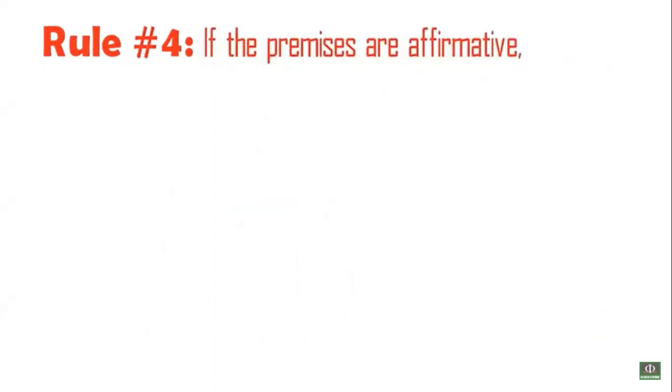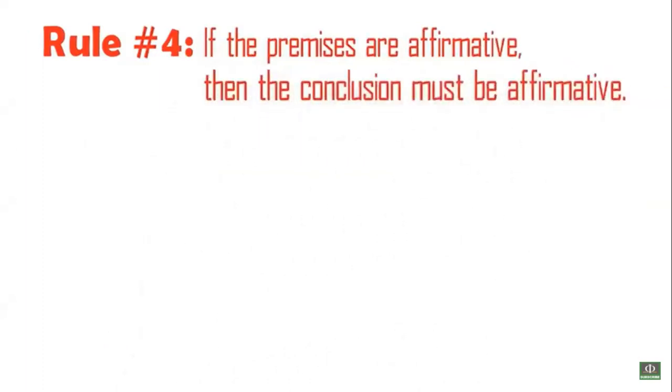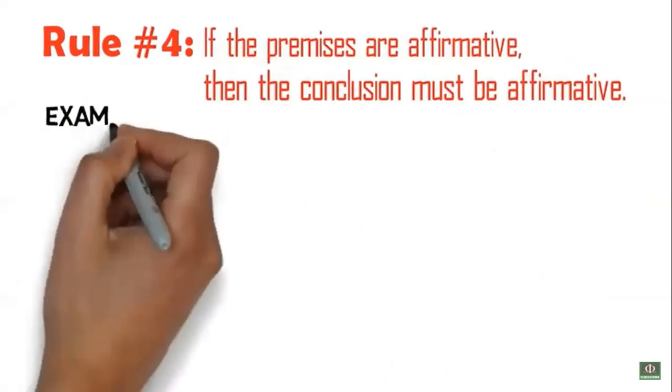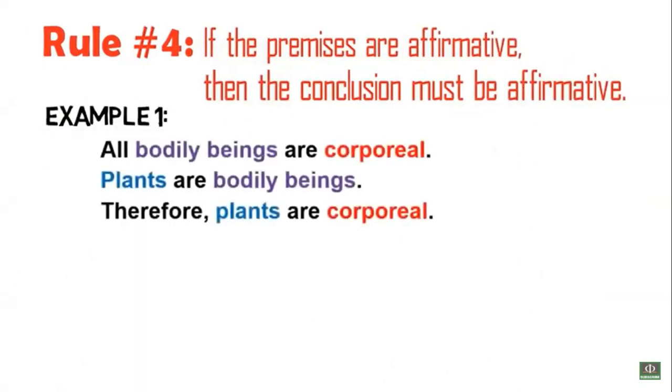Rule number 4 of the 8 rules of syllogism states, if the premises are affirmative, then the conclusion must be affirmative. Let's consider this. All bodily beings are corporeal. Plants are bodily beings. Therefore, plants are corporeal. This syllogism is valid because it satisfies rule number 4. As we can see, both premises are affirmative, and the conclusion is affirmative.